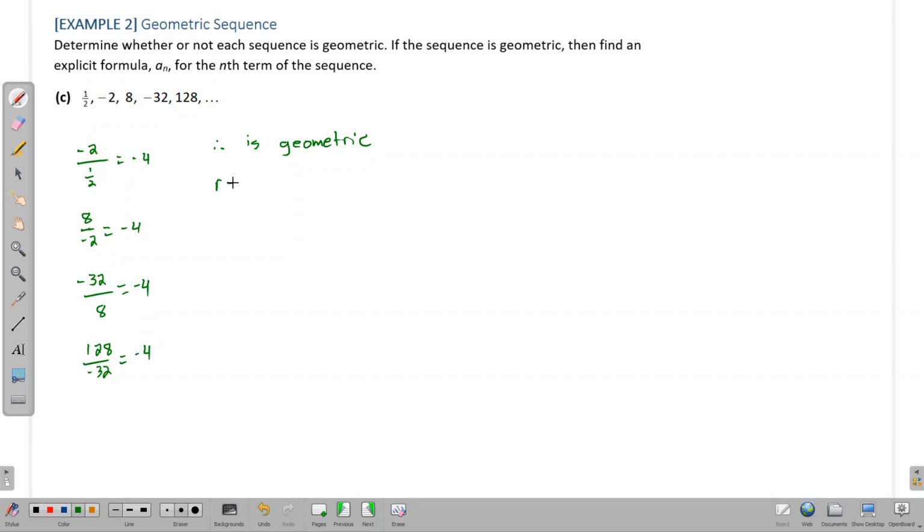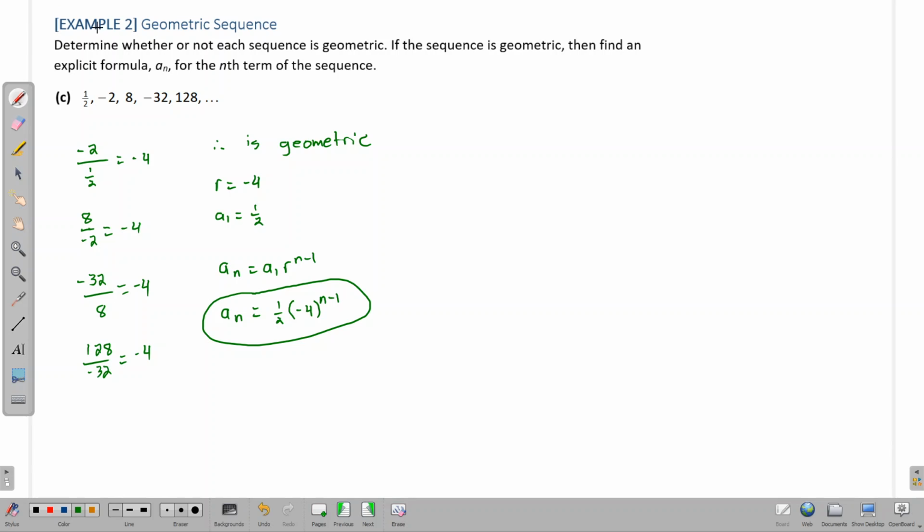We also know the r is -4, and a1 is 1/2. So we can go to the explicit formula. A sub n is a1 times r to the n minus 1. A1 was 1/2. And again, put the r in parentheses. Since it's a negative number, it is critical for this one that the negative be in parentheses, so that when you apply the power, it's applying it to the negative number. Okay, so this gives us the explicit formula for that.